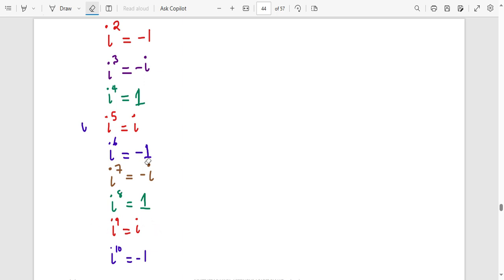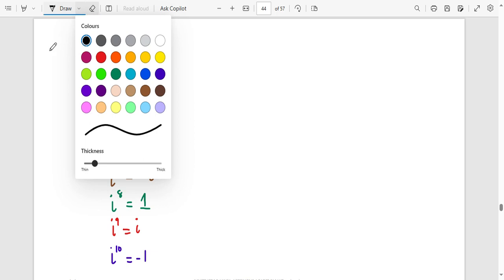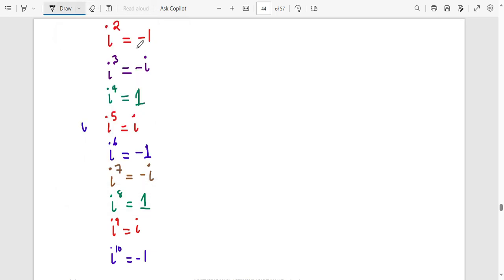Okay, so now I want you to notice what is repeating. Let's start with what is giving us negative 1. Apart from I to the power 2, what else is giving us negative 1? I to the power 6, I to the power 10. Good. So this is going to be the same.